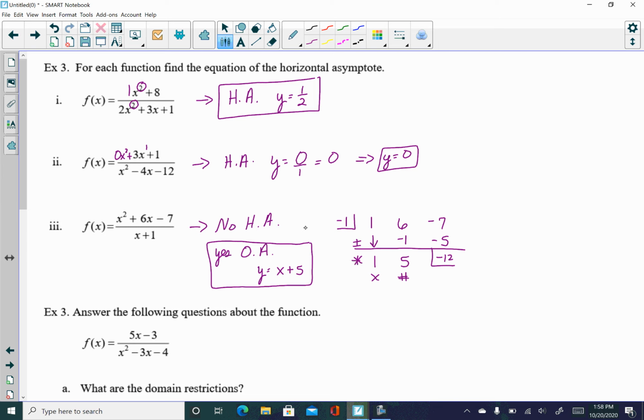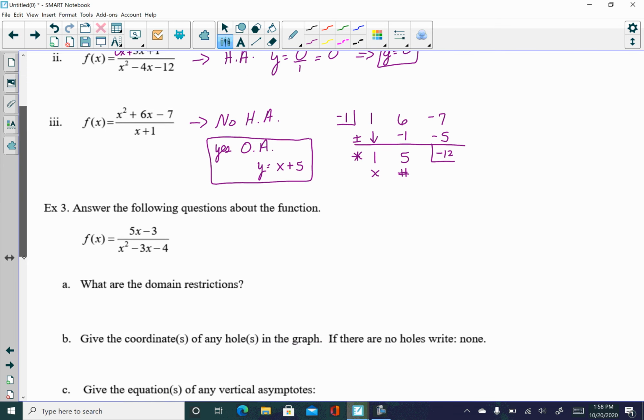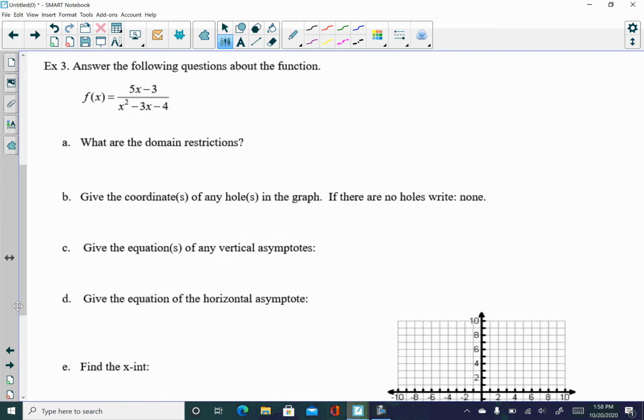All right. In the last two examples, we're going to explore how we graph a rational function from top to bottom, and we're trying to be as precise as we can. Looking here at example 3, in part A they ask, what are the domain restrictions? If you remember, to find these domain restrictions, we need to factor.